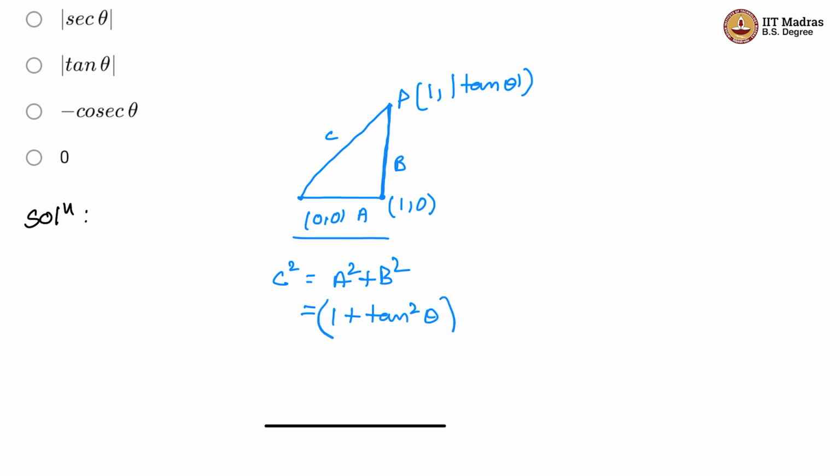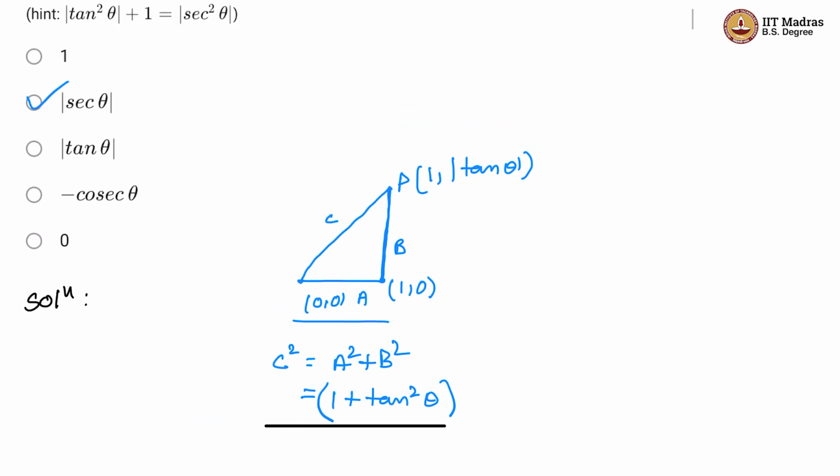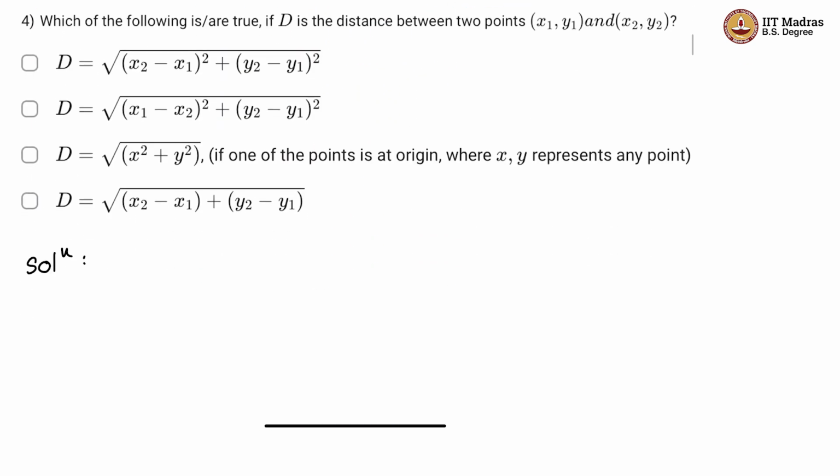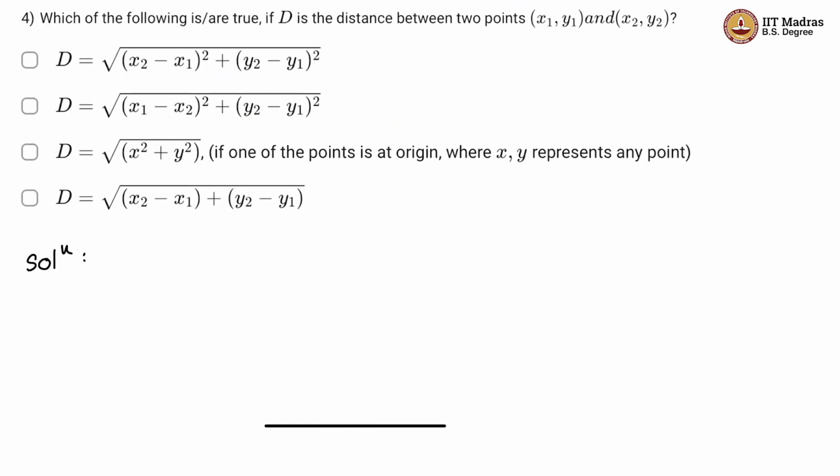And according to the trigonometric rules, we know that 1 plus tan square theta equals sec square theta, right? And then C equals modulus of sec theta. Fine. So this is our correct option. Okay, let's now move to the next question. So this is our next question.